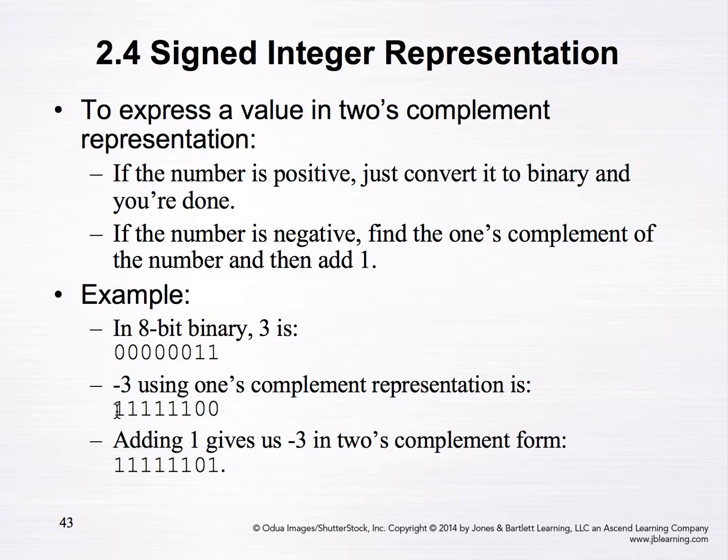To represent negative 3 in two's complement, we just add 1 to this one's complement representation. So we have 0 plus 1 equals 1, and the remaining bits are the same. So negative 3 represented in two's complement form is as follows: 1 1 1 1 1 1 0 1. That's the way we represent a number in two's complement representation.